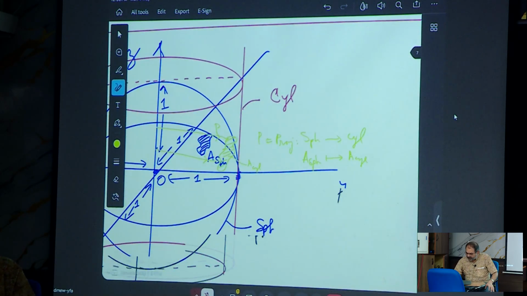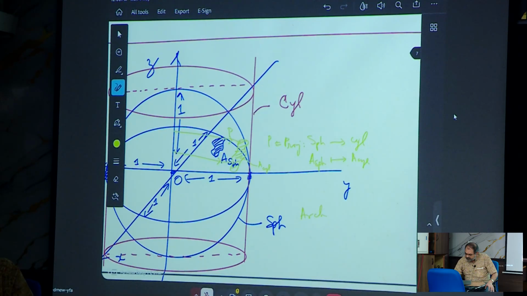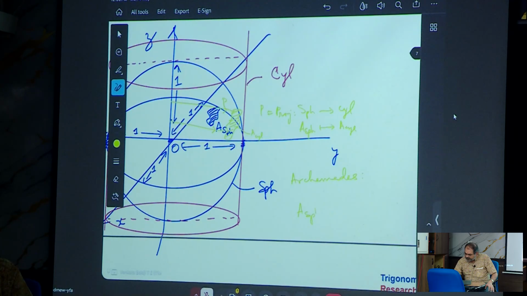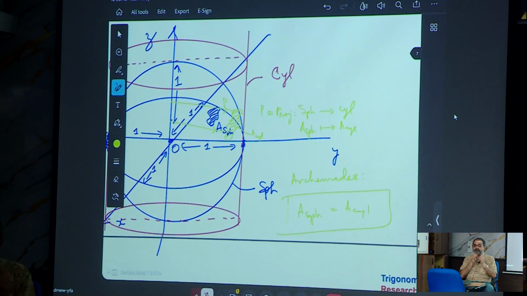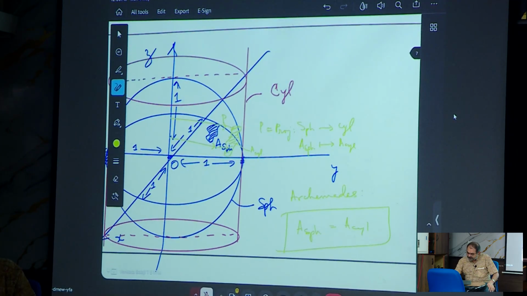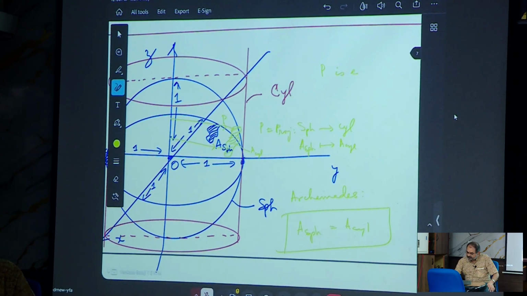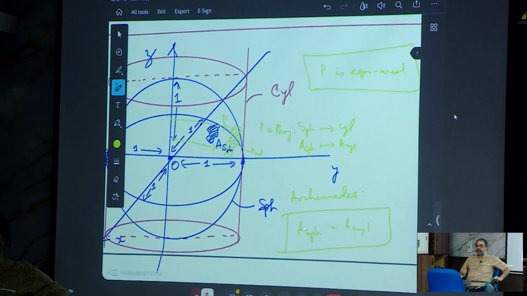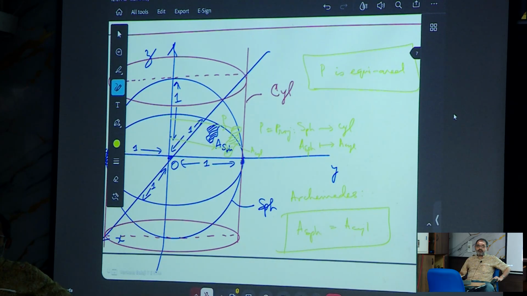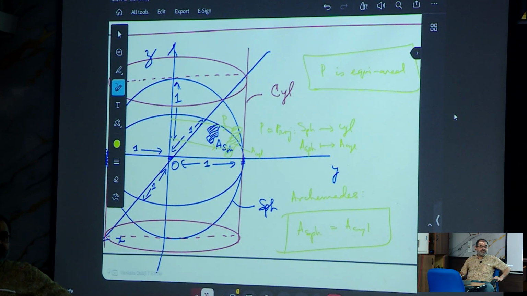So this is the beautiful theorem of Archimedes: A spherical is equal to A cylindrical. Archimedes' theorem is that this horizontal projection is equiareal. So that is a beautiful theorem. The horizontal projection is equiareal. That means it preserves areas.